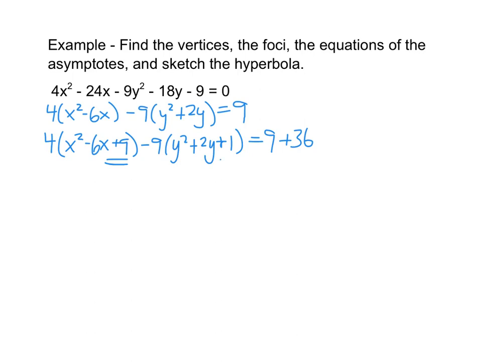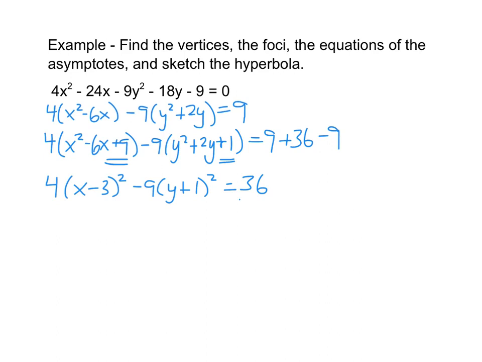And when we added 1 in this set of parentheses, we are actually taking away 9 from the equation because that is being multiplied by negative 9. So we need to take away 9 from the right-hand side to keep the equation balanced. Now we can factor, and simplify the right-hand side, and we're getting a little bit closer. Notice, however, that the right-hand side is not equal to 1 as we would expect for a hyperbola.